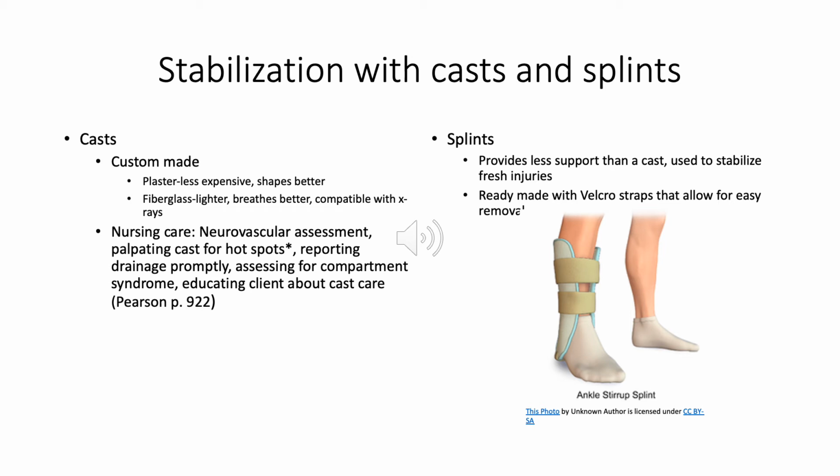Splints provide less support than a cast, and they're used to stabilize a fresh injury. They can be easily adjusted to accommodate swelling and prevent compartment syndrome. They're readily made with Velcro straps that allow for easy removal.